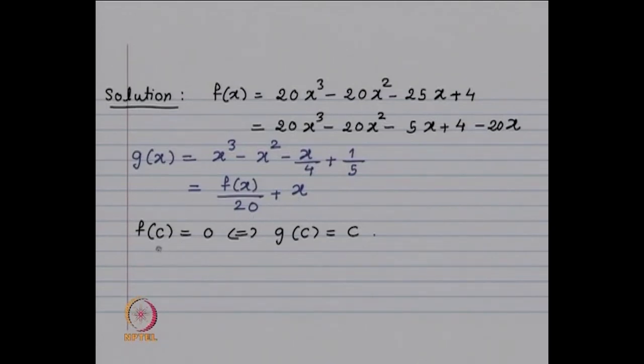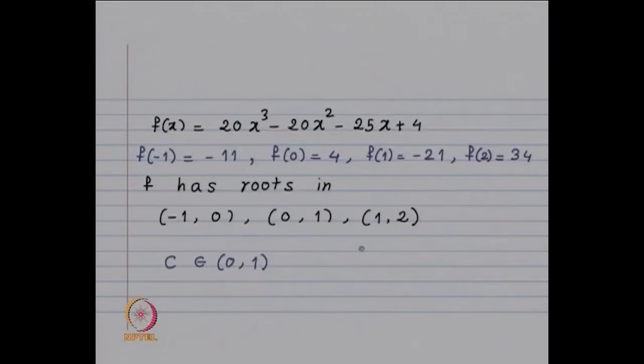That gives us f of c is equal to 0 if and only if g of c is equal to c. Now, when we want to look at how the zeros of f are situated, f is a cubic polynomial, so it is going to have three roots. It can happen that all three roots are real, or there will be one real root and one pair of complex roots.